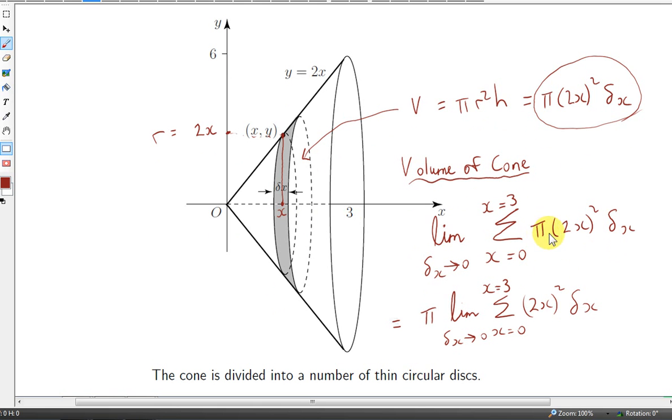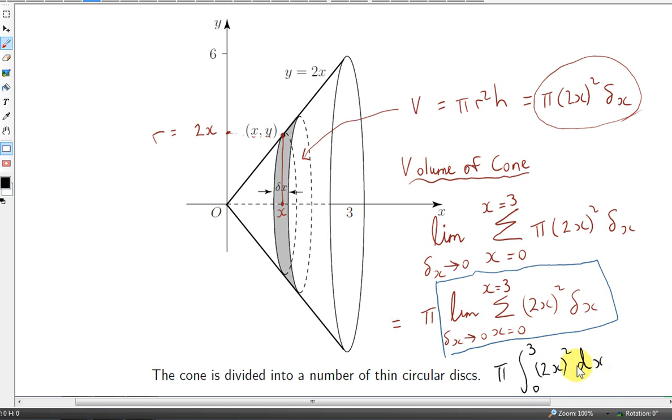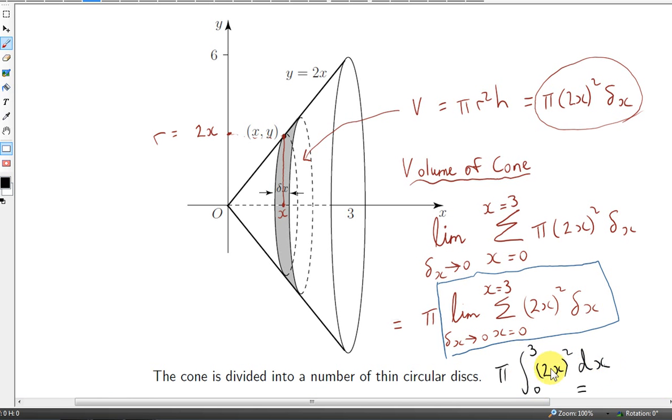Now the pi is just a constant, so we can just pull that outside, and we saw in a previous video that we can rewrite this limit as the integral from 0 to 3 of 2x all squared, and we replace delta x with dx. We can take out the 2 squared, so we have 4 pi times the integral from 0 to 3 of x squared dx.